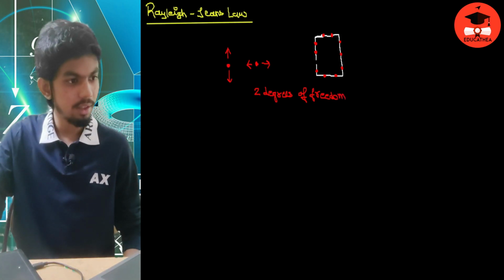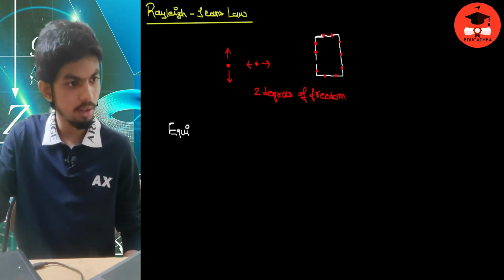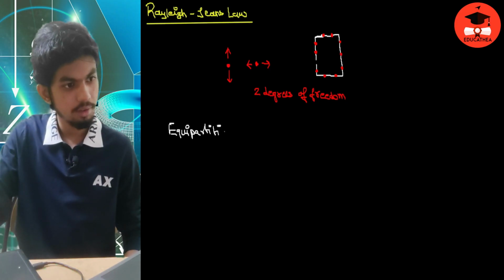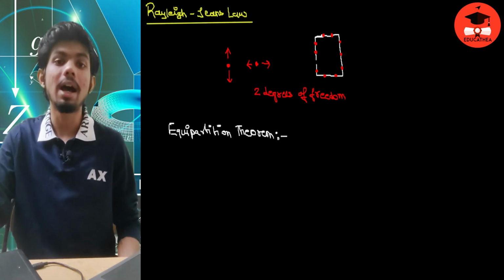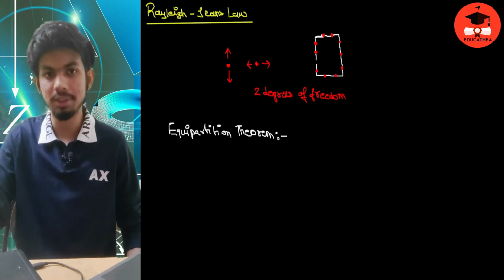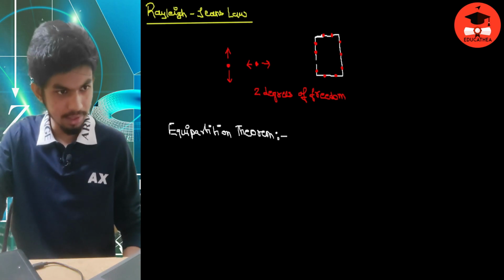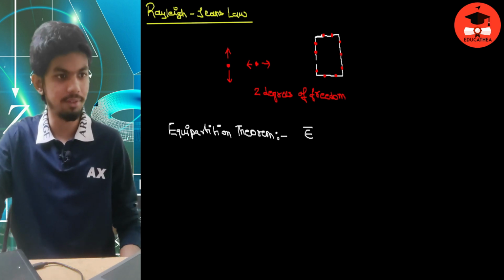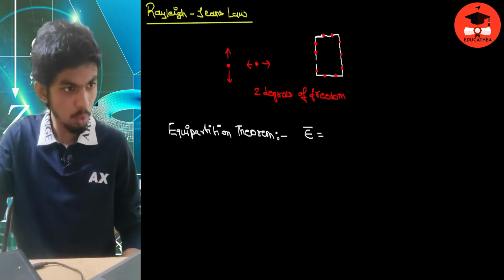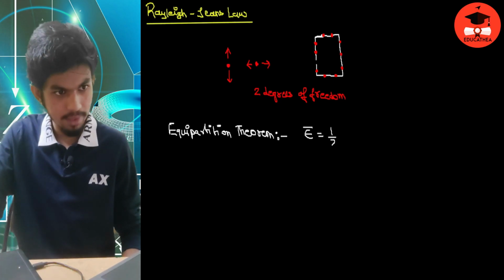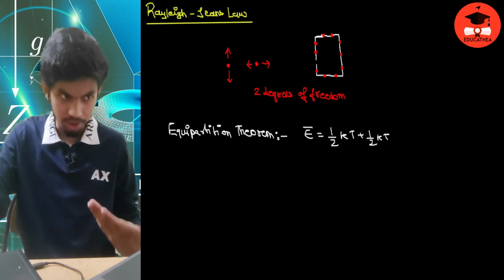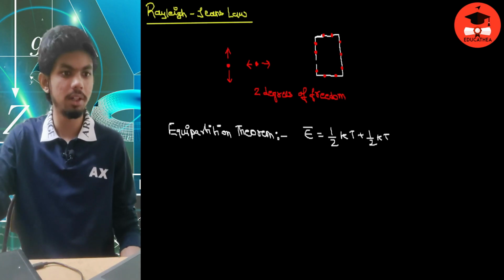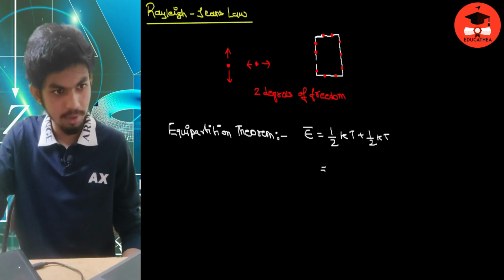Now we are going to use the equipartition theorem from thermal physics, which tells us that for every degree of freedom, you have half kT of energy associated with it. So the total energy here is the average energy, of course. The total average energy due to 2 degrees of freedom will be half kT plus half kT, because for each degree of freedom you have half kT. This is the theorem of equipartition. So for 2 degrees of freedom you have half kT plus half kT, which is nothing but kT.